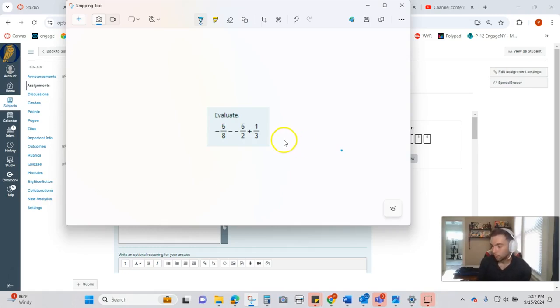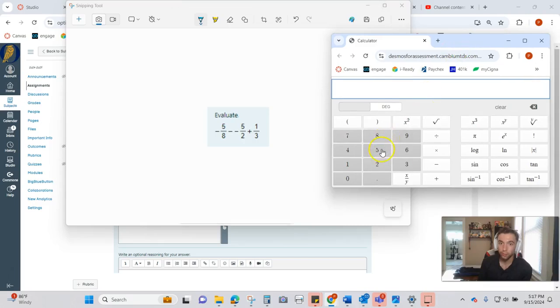Now, how I would love to solve this question is to turn all of these fractions into decimals and then add and subtract the decimals. Oh, that would be so nice. We can turn 5/8 into a decimal super easy by doing 5 divided by 8. Negative 5/8 would be negative 0.625. Or negative 5/2 would be negative 2.5.